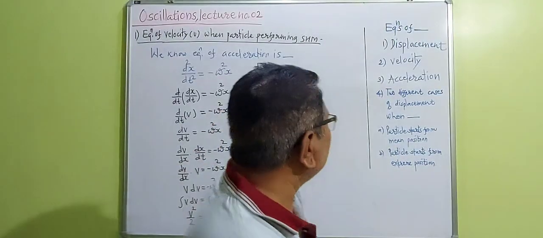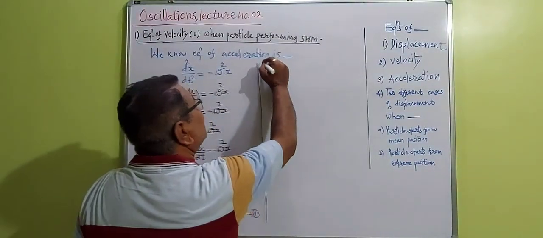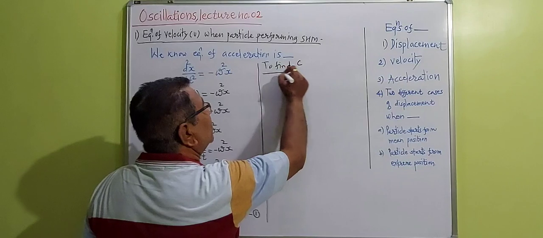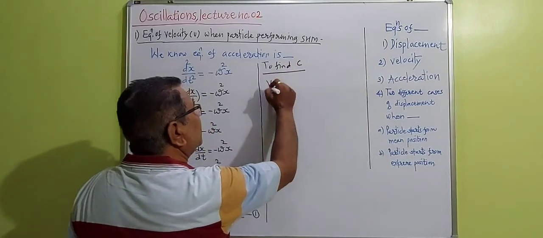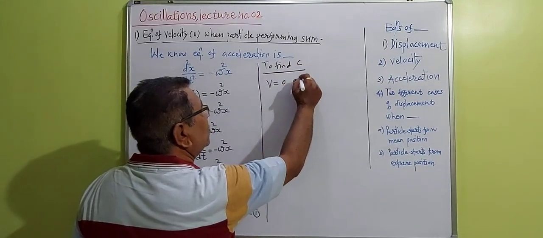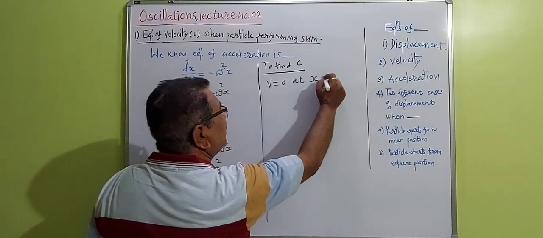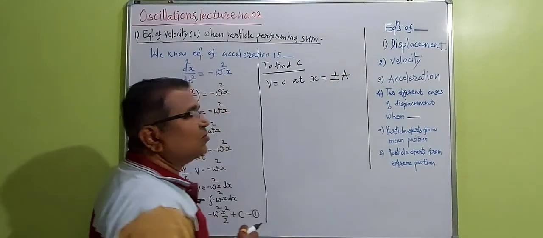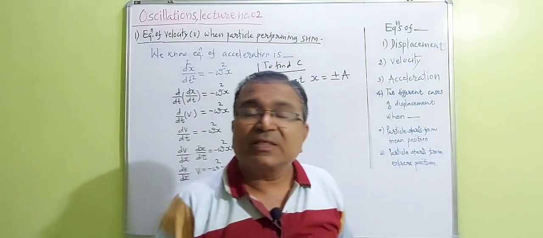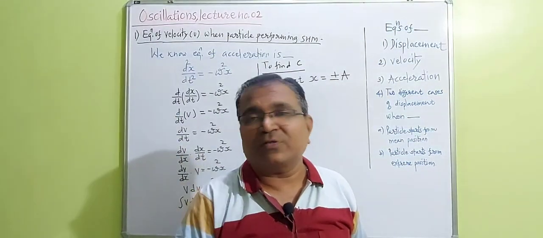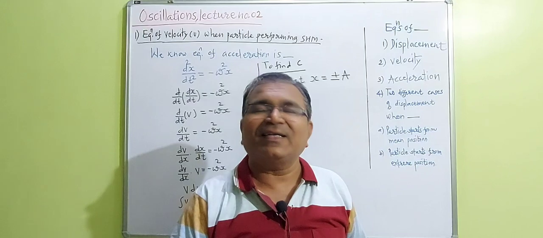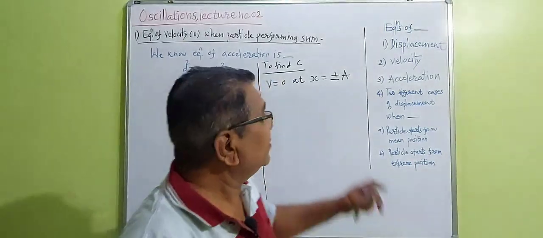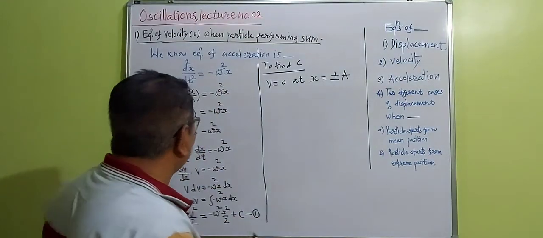Remember well, velocity is equal to 0 when particle is at positive extreme or negative extreme. So to find c, we can write here v is equal to 0 at x is equal to plus or minus capital A. Capital A is amplitude and small a is acceleration. Remember well, dear students. So put these values in equation 1.